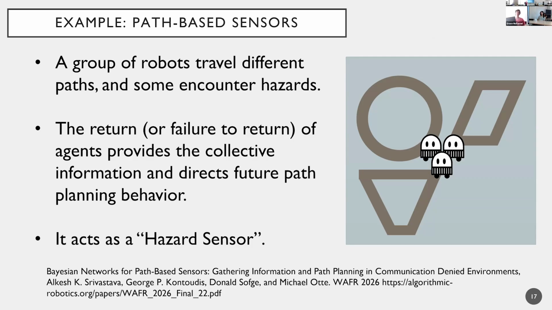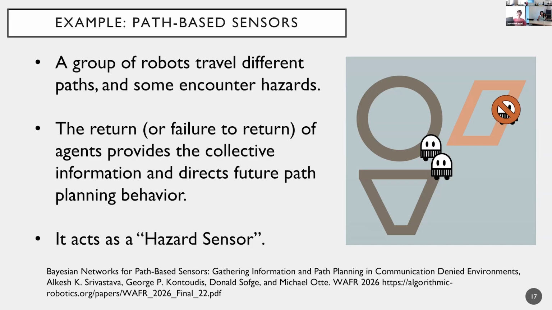So imagine you have a group of robots exploring the world, and each robot goes along a different path, and it returns back to base when it successfully completes that, or it encounters some misfortune along the way and it doesn't come home. Now, these individual robots can be quite simple. In fact, all they need is enough sufficiency to follow a path. But the return or failure to return of these robots provides information to the collective that can direct their behavior and their future path planning. We can consider this information a kind of hazard sensor, despite the fact that no such thing as a hazard sensor has ever existed or will ever exist.